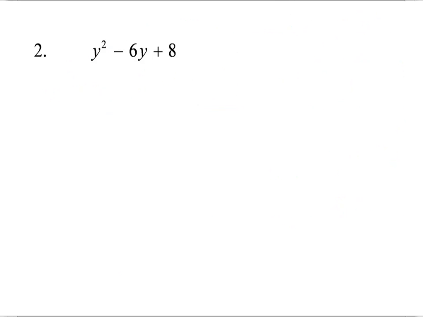Okay, so let's try another one. y squared minus 6y plus 8. So let's again write the x factor here. I'm going to write negative 6 on the top. That's the coefficient of the middle term. I'm thinking of it as a negative 6, even though it's subtracting 6y. And the constant is positive 8, so I'm going to write 8 here.